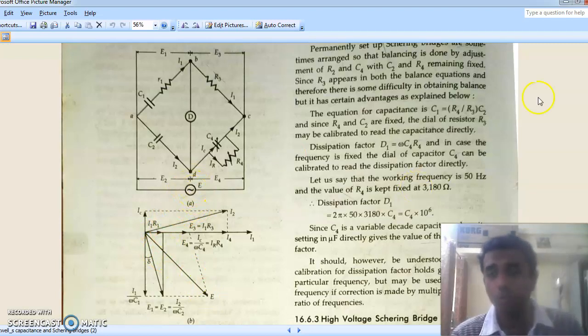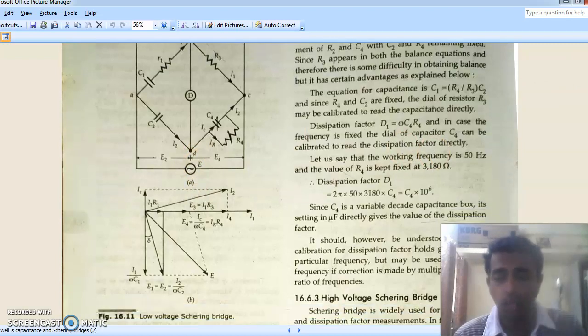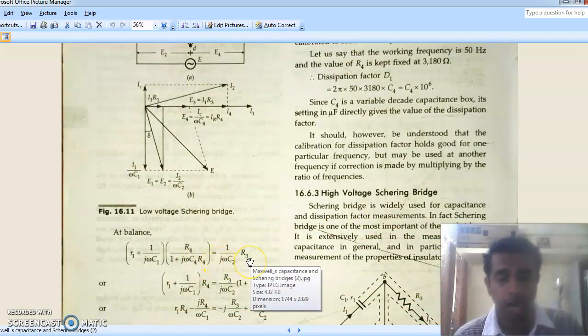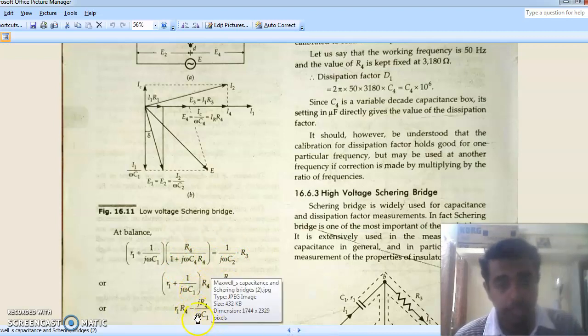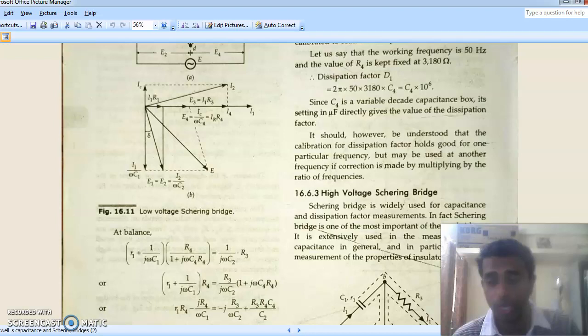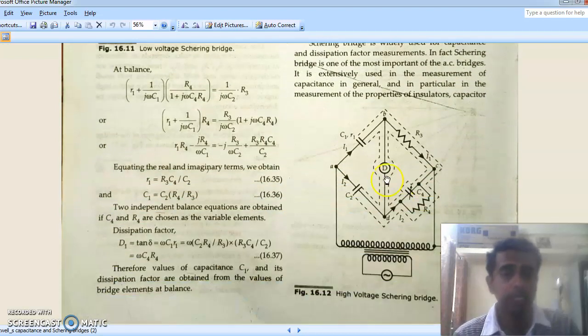Now, very simple, if you know the basic equation, that is Z1 multiplied by Z4 is equal to Z2 Z3. If you substitute all the values, this is what we get. Group all the terms, that is real terms and imaginary terms, and equate the real terms and imaginary terms separately. What you get is R1 is equal to R3 C4 by C2, and C1 is equal to C2 R4 by R3. Again, you can see that R4 and C4 give two independent equations. C4 is only present in this term, and R4 is only present in this term.